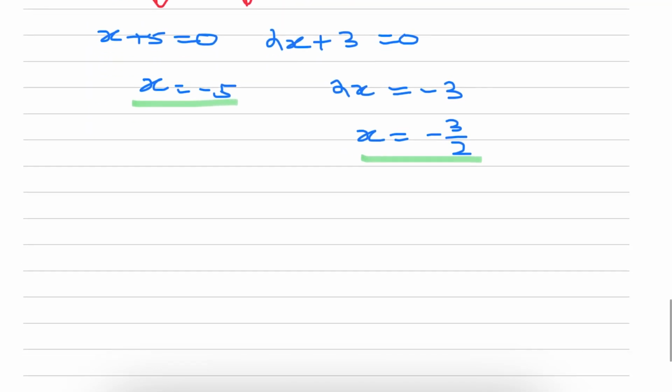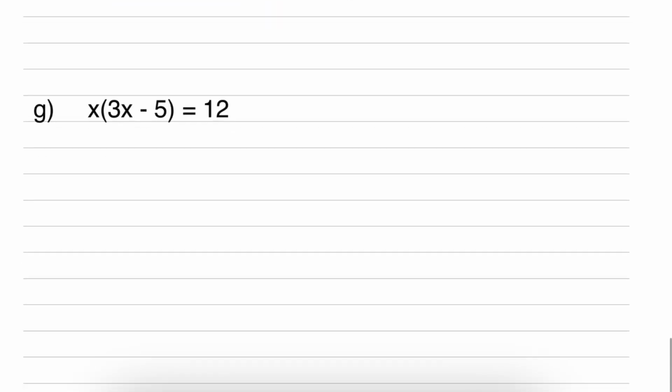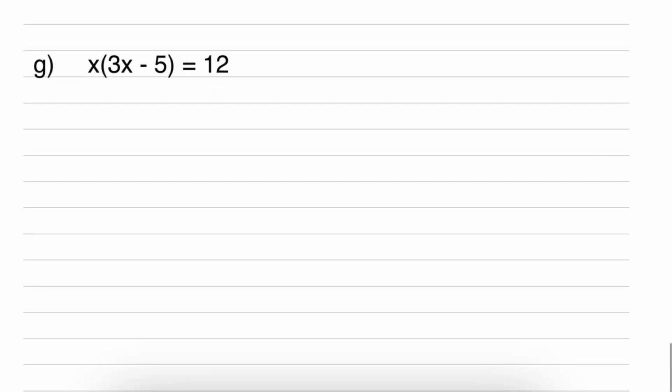Okay, I do want to practice two more questions with you. Let's have a look at question G. Alright, so we have 3x minus 5 equal to 12. Let's multiply out with the x first of all. So this gives us 3x squared minus 5x. Let's carry the 12 to the other side, so it's minus 12.